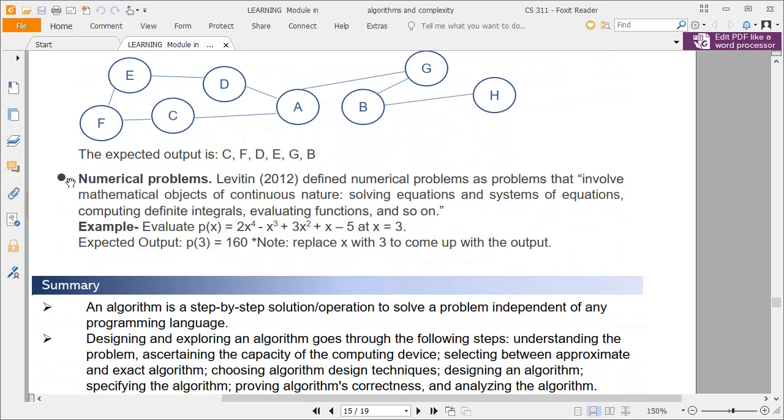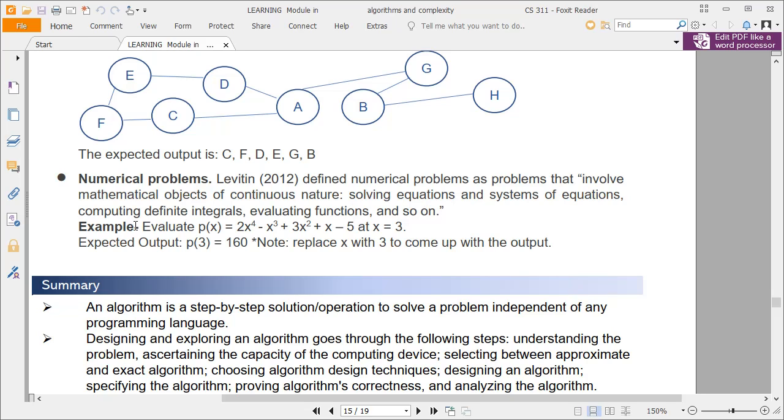Lastly, we have the numerical problems. So according to Levitin, numerical problems are problems that involve mathematical objects of continuous nature. For example, solving equations and systems of equations, computing definite integrals. You can recall your calculus here. Evaluating functions. Okay, so if you recall, you also evaluated functions in your college algebra class.